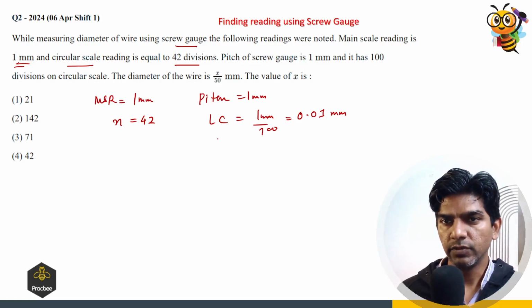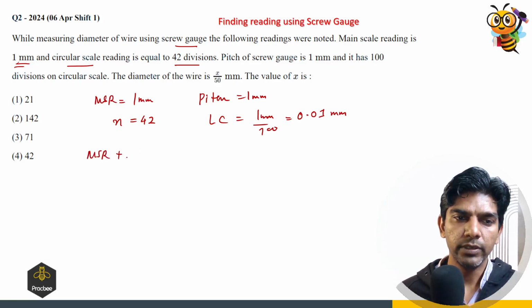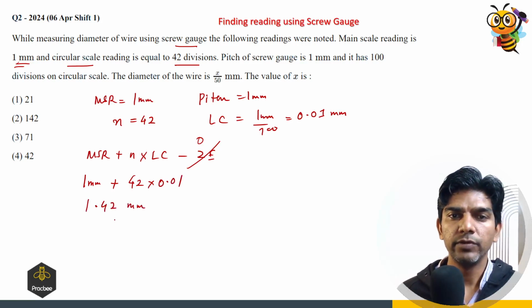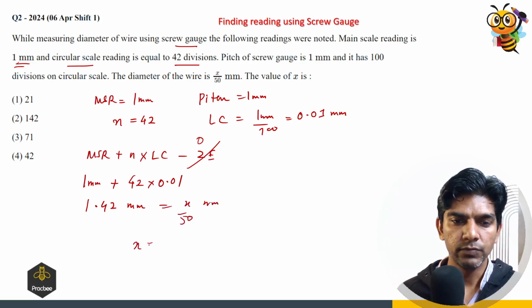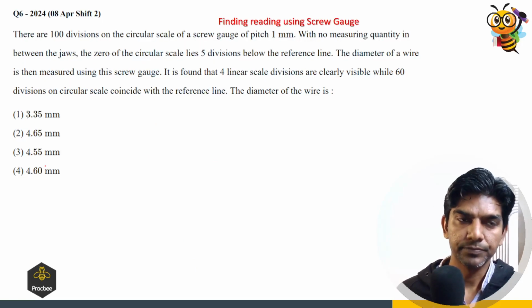Again, no information is given about zero error. We'll take it to be nil. So main scale reading plus n times the least count minus zero error, this will be 0. 1 millimeter plus 42 times the least count 0.01. So it will be 1.42 millimeter, and this is given as x by 50 millimeter. So x will be 142 times 1 by 2, so that will be 71. So option 3 is the right answer.